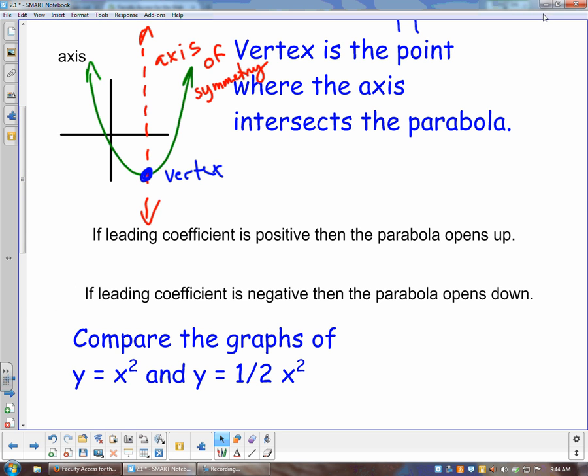The leading coefficient is the a value in ax squared plus bx plus c. So if the a is positive, then the parabola opens up. If the a is negative, it opens down.